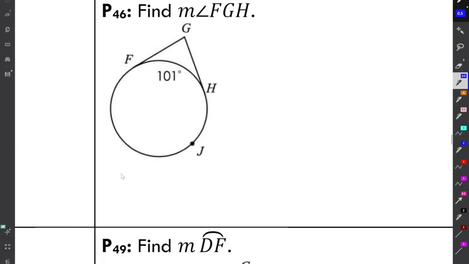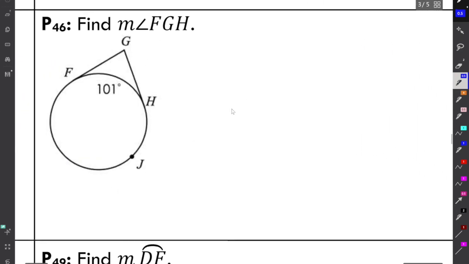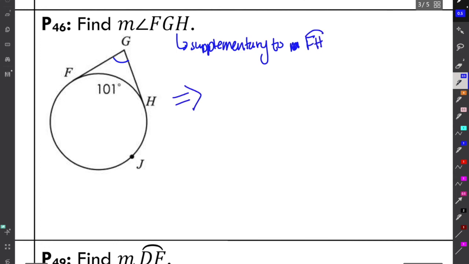All right, number 46. This time I have two tangents intersecting outside the circle. I know that this angle we're trying to find, FGH, is supplementary to arc FH. So the measure of angle FGH is just 180 minus 101, which is 79 degrees.